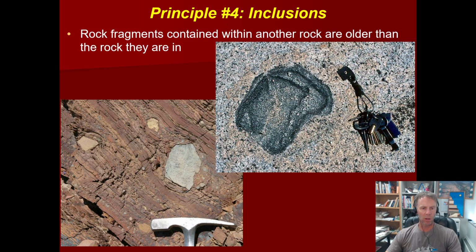I like to sometimes call this the chocolate chip principle. I sometimes think of these inclusions as chocolate chips that are inside the cookie. So the idea is, what comes first, the chocolate chips or the cookie? You need the chocolate chips first in order to actually make the cookie, because the cookie is formed around the chocolate chip. So, principle of inclusions. Pretty simple, right?